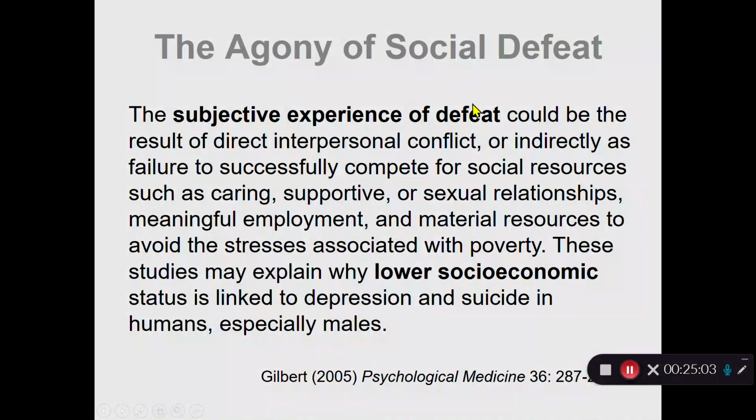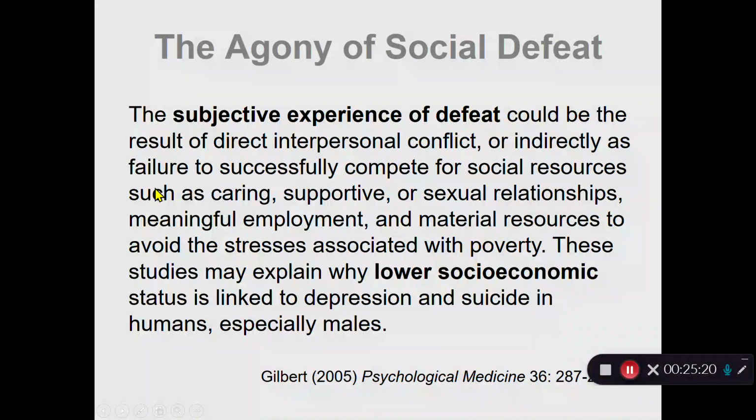Because the subjective experience of defeat could be the result of direct interpersonal conflict, like, when you're in grade school or junior high or high school and your group of friends starts excluding you. That'd be kind of direct interpersonal conflict. Or indirectly, as failure to successfully compete for social resources such as caring, supportive or sexual relationships, meaningful employment, and material resources to avoid the stresses associated with poverty. These are some hard facts, and they explain why lower socioeconomic status is linked to depression and suicide in humans, especially males.